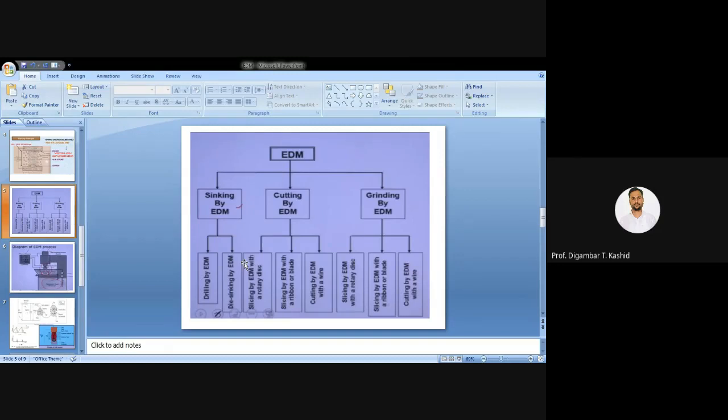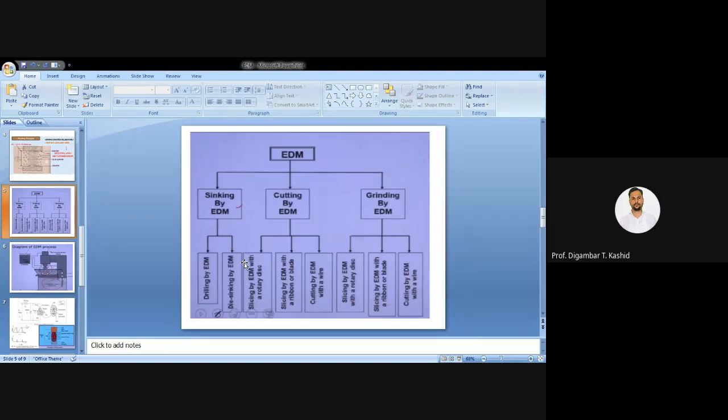Okay, so it is actually called sinking by EDM. We also have another name for it, which is die sinking EDM process. Okay, die sinking process. And the second type of EDM is drilling by EDM process.